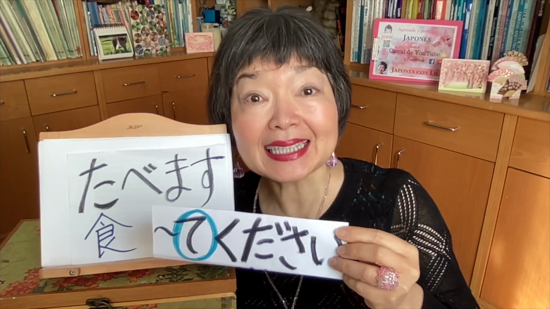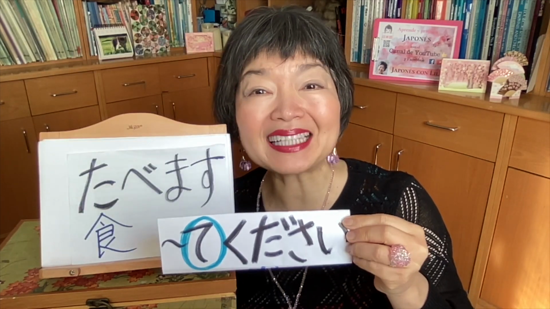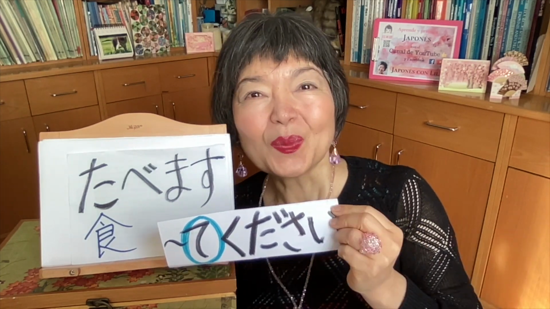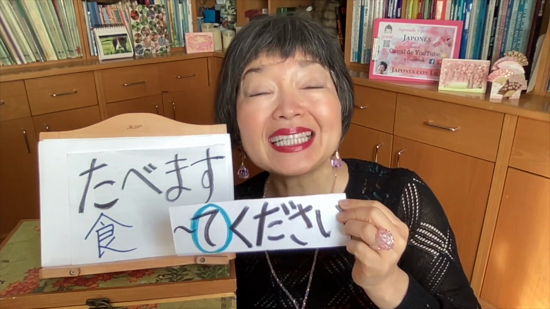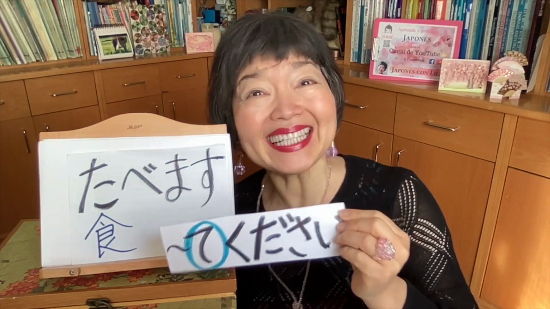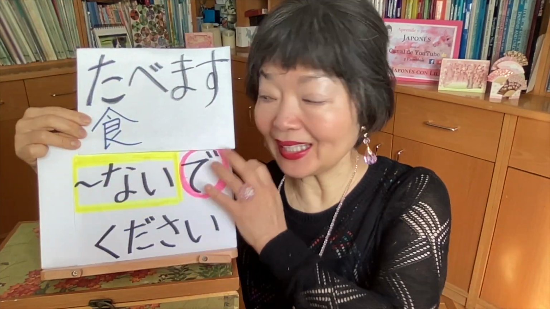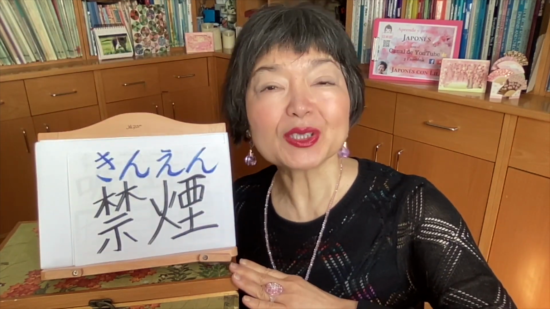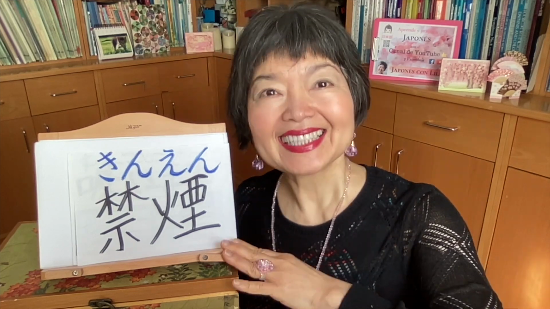When we use the て form, 食べてください means please eat. When we don't say ください, only 食べて, it means eat. In the same way, if we don't say ください, only 食べないで, it is a more colloquial, casual way. 食べないで, don't eat. It's prohibited to smoke here, so please don't smoke.